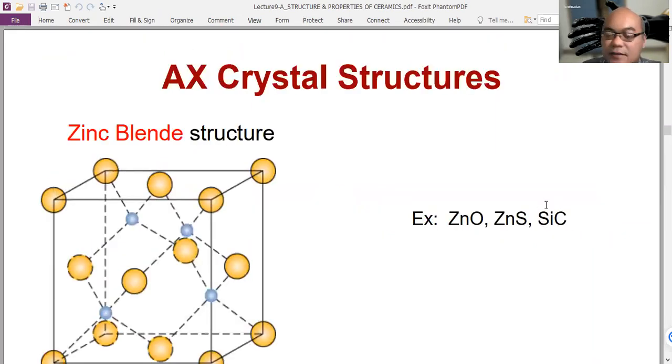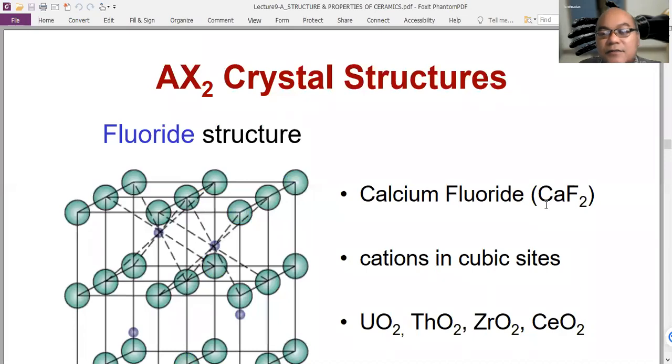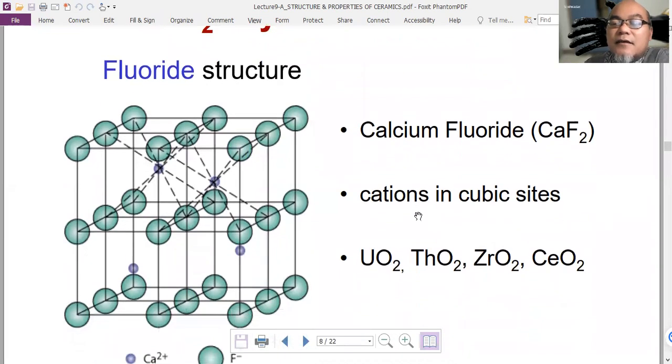Then we have the AX2 crystal structure. So this is the AX crystal structure, and we now have the AX2 crystal structure, where m is 1 and p is 2 in the stoichiometric number. So for example, calcium fluoride, maybe I've mentioned in the previous slide, then uranium oxide, thorium oxide, zirconium oxide, cerium oxide. Yeah, in this case, the cations are located in the cubic sites. So here, we see here.